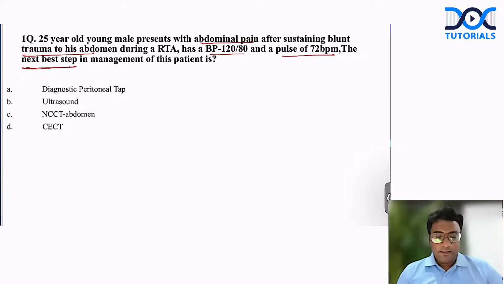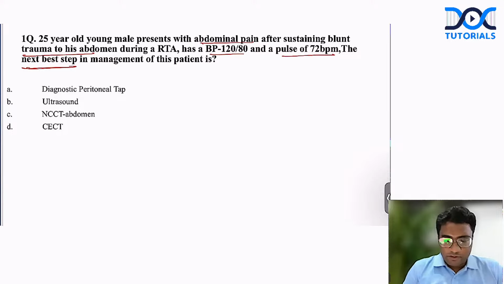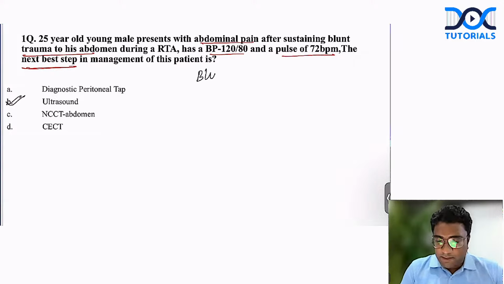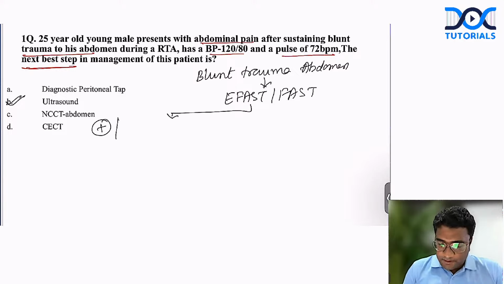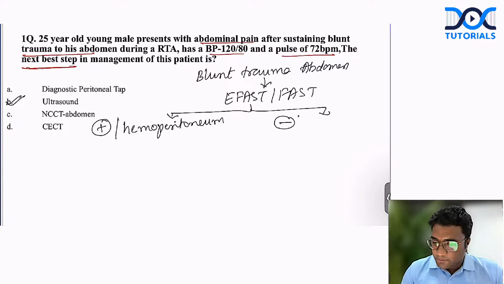Good evening, John. Yes. So for blunt trauma abdomen, the next investigation that you have to do is a FAST, that is focused assessment with sonography. So the answer here should be ultrasound. Remember, whenever we have a blunt trauma abdomen, the first investigation we have to do is EFAST, that is extended FAST, or FAST. And if FAST is positive, that means there is hemoperitoneum. And if FAST is negative, that means there is no hemoperitoneum.